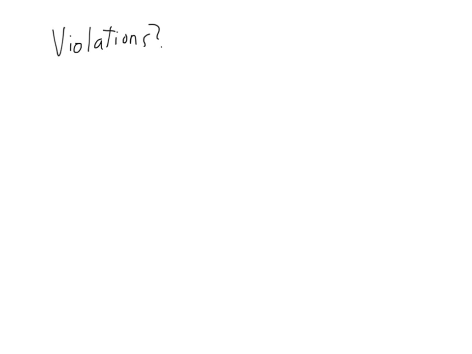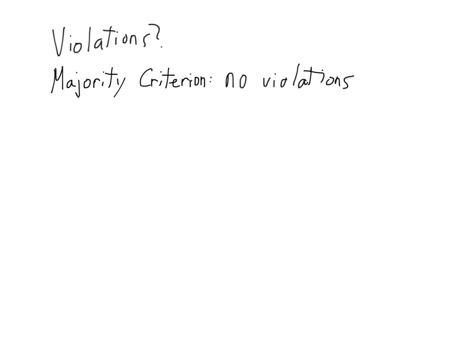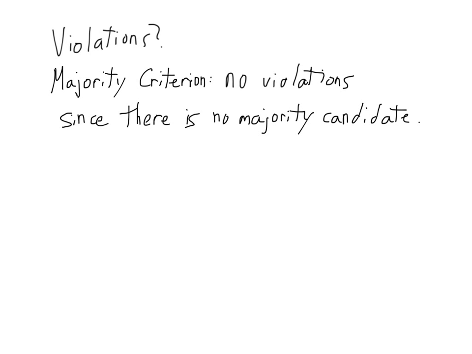Now that we're done finding the winners under the various methods that we've considered thus far in the course, we can ask, have there been any violations here of either the majority criterion or the Condorcet criterion? As for the majority criterion, there are no violations by any of our election results. We actually knew that this would be the case in advance because there is no majority candidate in the first place. If there is no majority candidate, then there is no danger that the wrong candidate will win the election because from the point of view of the majority criterion, there is no right candidate.